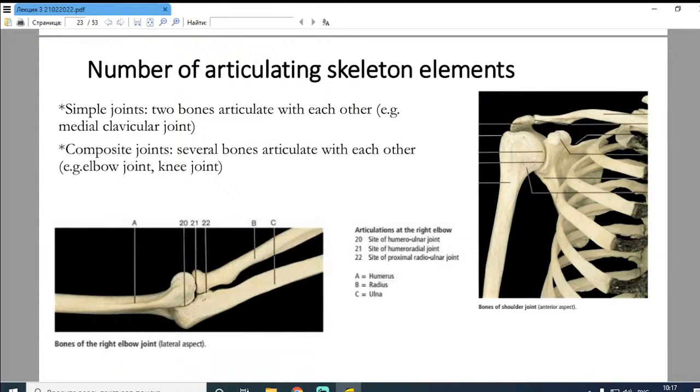This is, you see, three bones. This is humerus, ulna, radius. It is a composite joint.